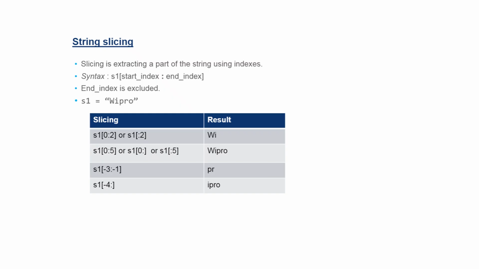Next one, S1 of colon 5. Here the starting position is not given, only the ending position is given. So it starts counting from the first position and goes up to the last. See the third one, S1 of -3 colon -1 means third from the end, excluding the last character. It prints PR. Next, S1 of -4 colon is fourth from the end to the end of the string.